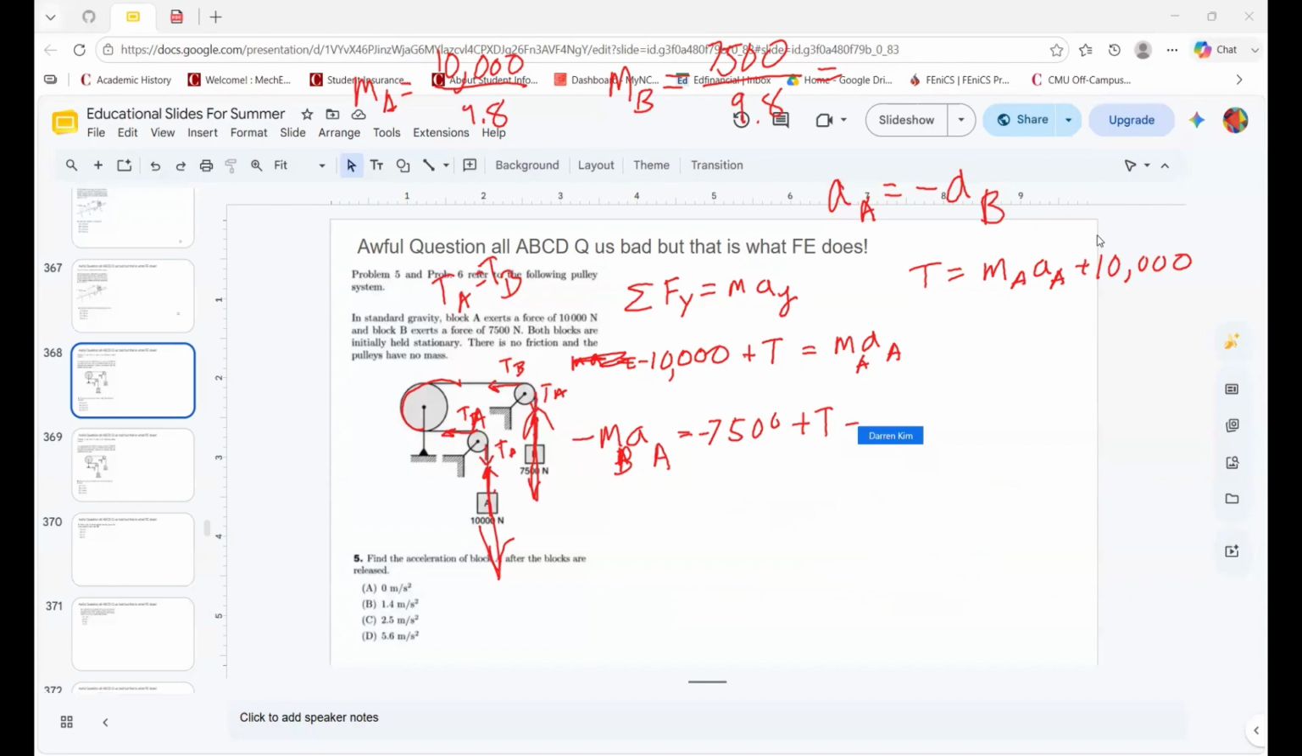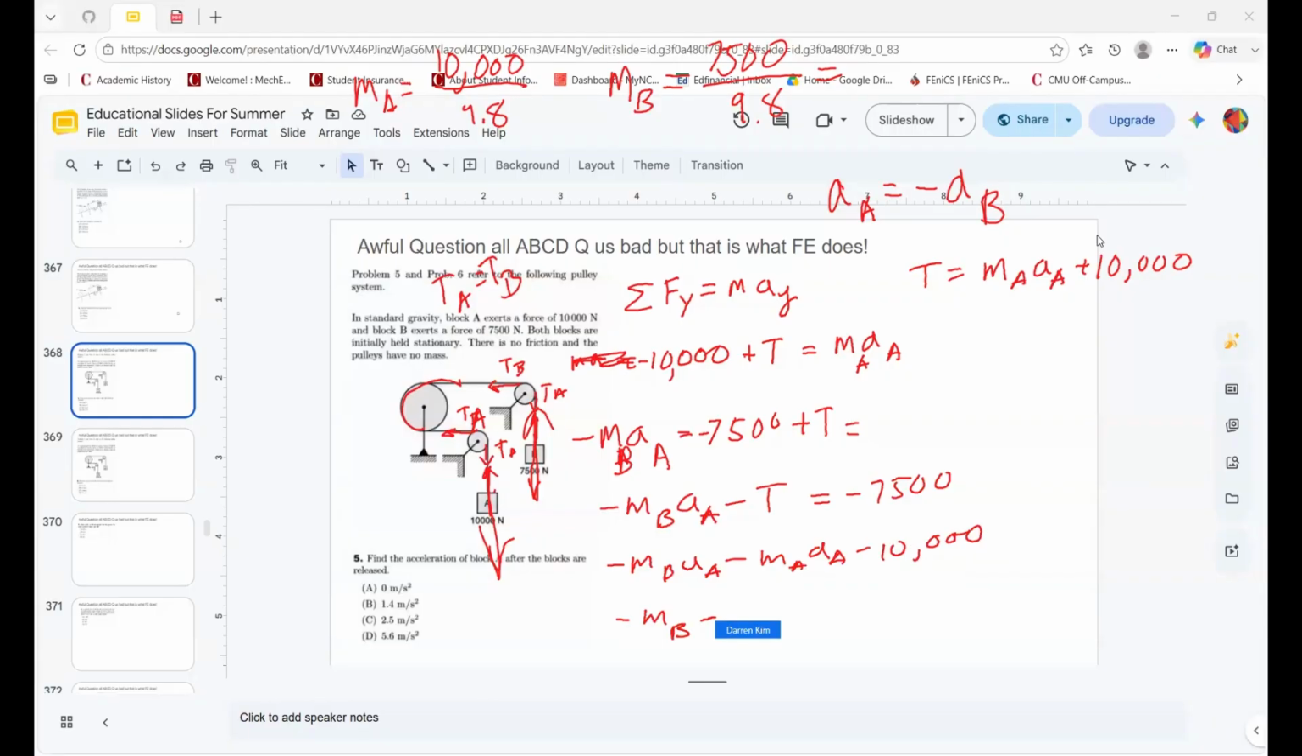So this equals mb times (a minus t) equal negative 75,000. So we could say negative mb a a minus m a a minus 10,000. So we can say minus mb minus ma, parentheses a, equal negative 75,000. Why do I keep saying 1,000 is 100? I kept doing that. All right, you're making that dumb mistake. Okay, there we go. Yeah, that should be it.